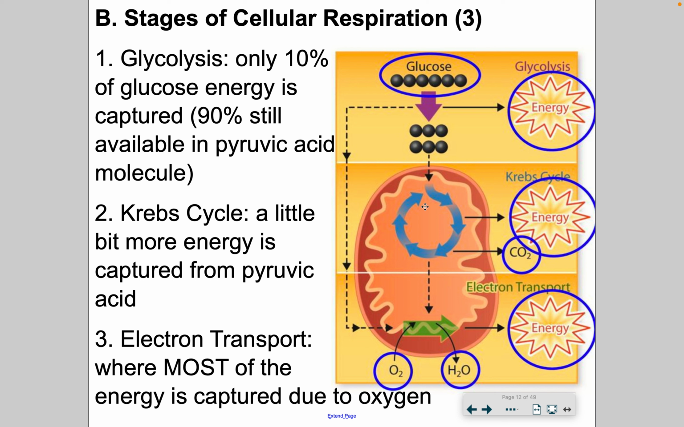And then we have the Krebs cycle. A little bit more energy is captured from pyruvic acid. I'm going to tell you right now it's not a lot, but notice that we also create a waste product here, CO2. And it's going to create some intermediate molecules that will go on to the electron transport chain. And now we have oxygen that gets converted to water. And then we're going to create a whole bunch of energy. This is where most of the energy is captured due to this final electron acceptor, which is oxygen.